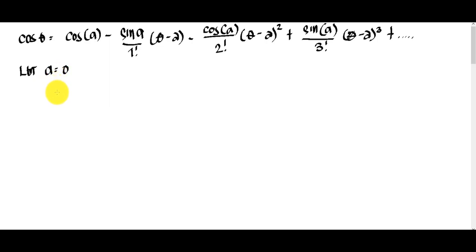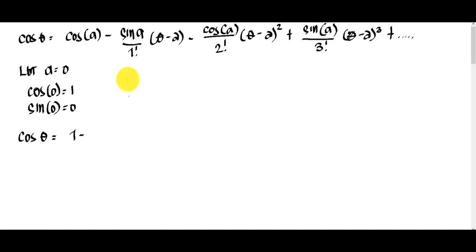So it's more convenient because you know that the cosine of 0 is equal to 1, and we have the sine of 0, which is equal to 0. Now, substituting that to our equation here, let's do that. So we have cosine of theta is equal to cosine of 0, so automatically this brings us to cosine of 0, that will be equal to 1.